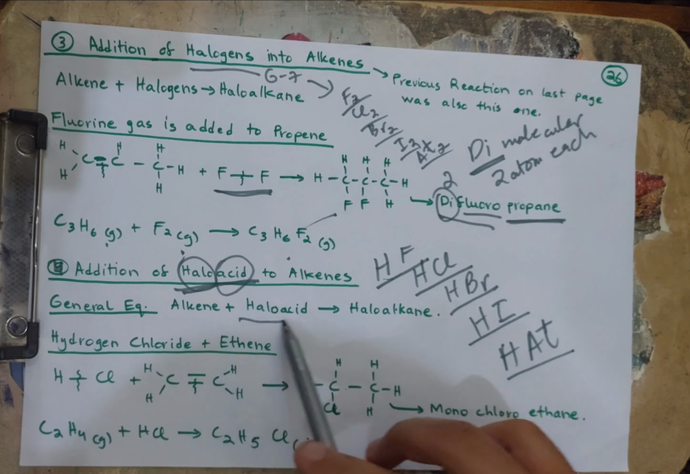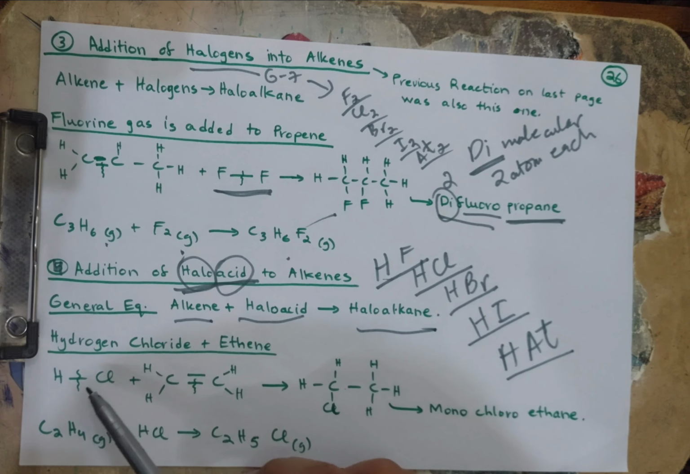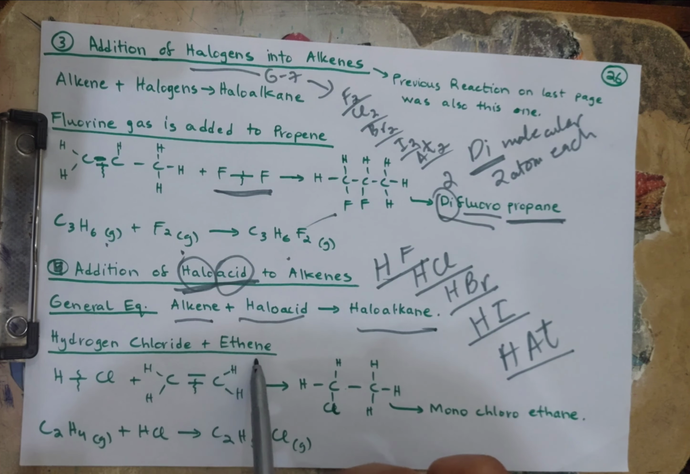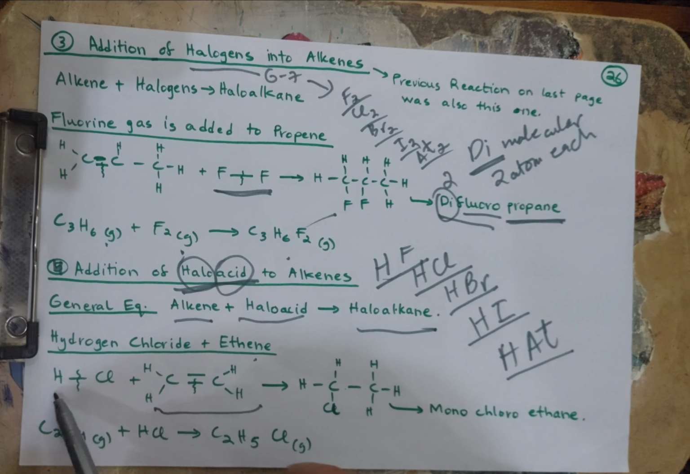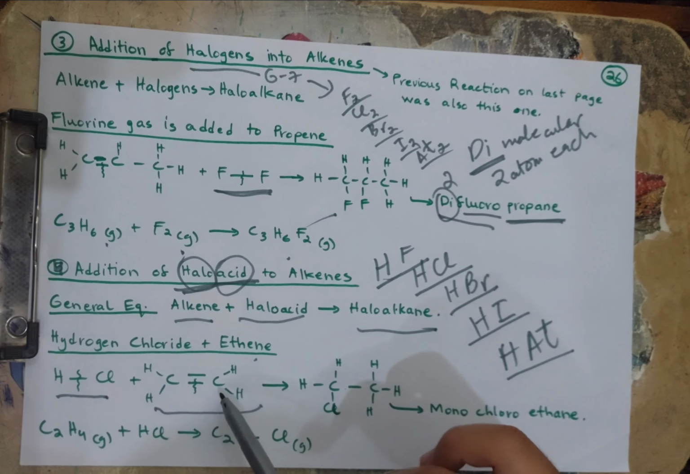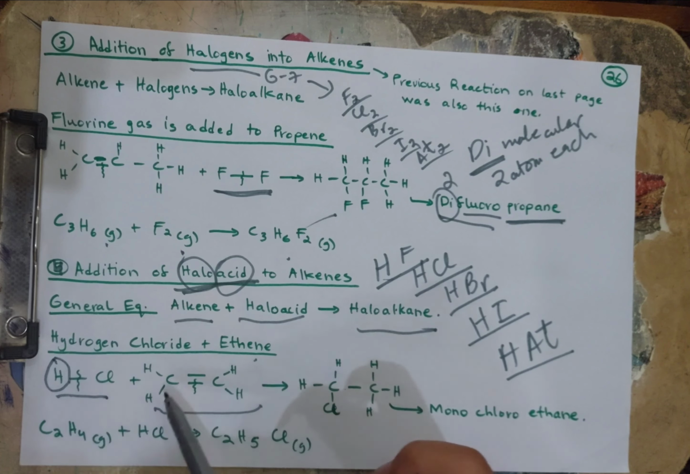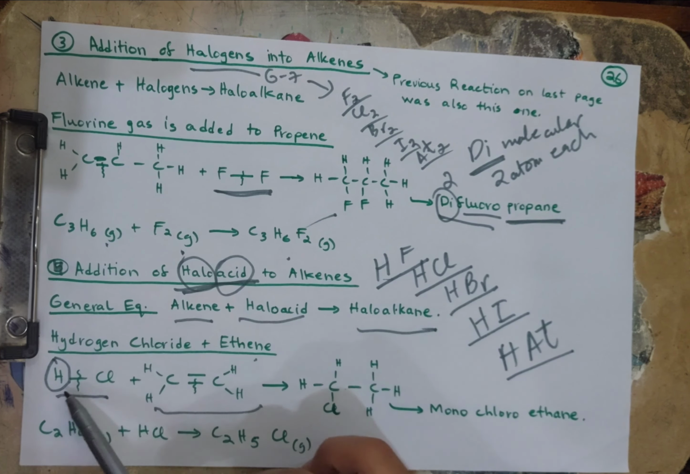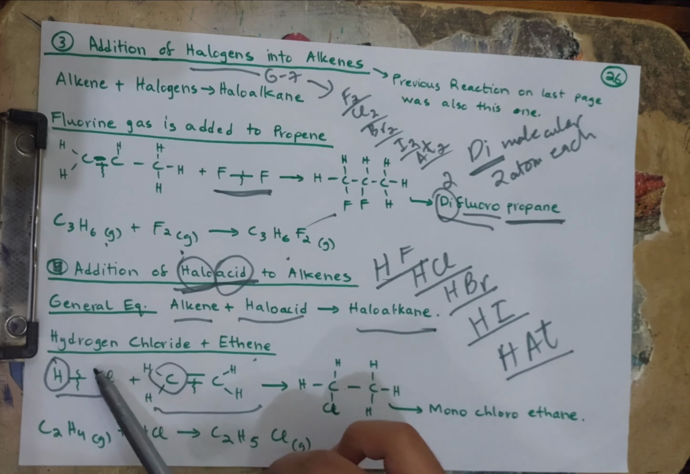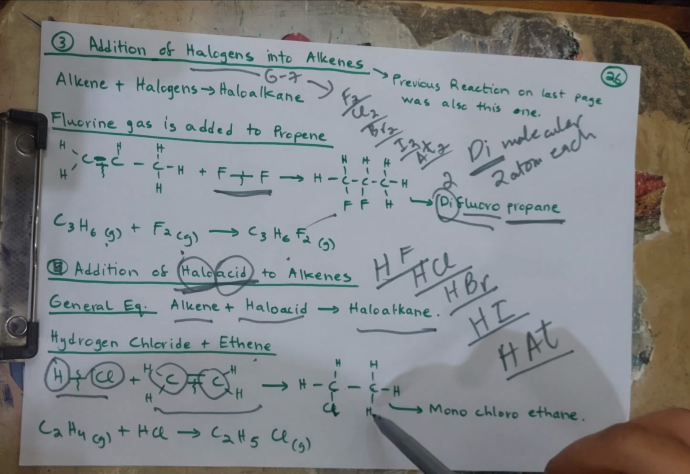So when a halo acid is added to an alkene, what actually happens? A haloalkane is formed. For example, hydrogen chloride is added to ethene. This is our ethene and this is hydrogen chloride. The HCl covalent bond in this case will be broken down, and the carbon-carbon double bond will be broken down. The same will happen: H attaches to one of the carbon atoms, then the Cl will attach to the other carbon atom.